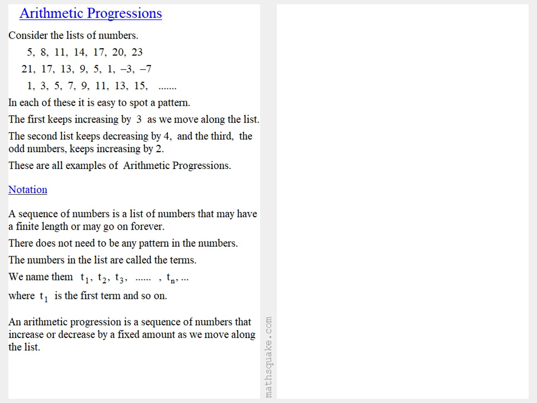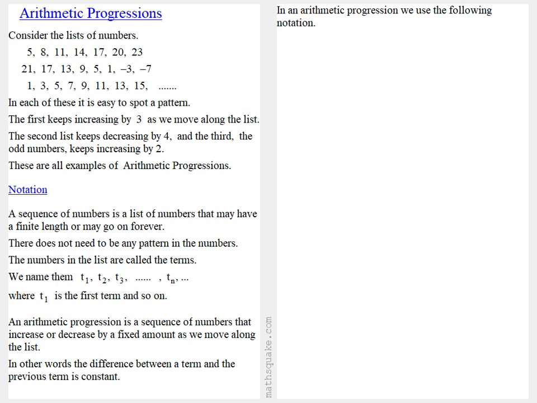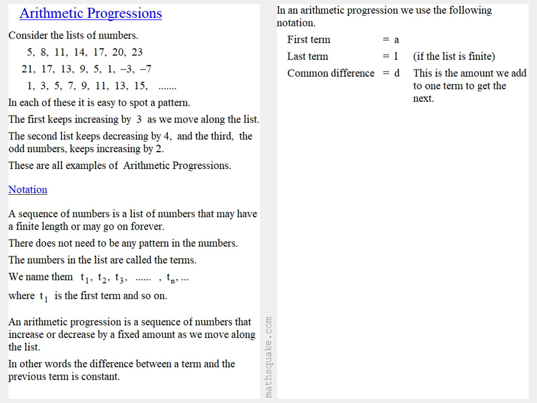Now, an arithmetic progression is a sequence of numbers that increases or decreases by a fixed amount as we move along the list. In other words, the difference between a term and its previous term is constant. In an arithmetic progression, we use the following notation. We call the first term A, and the last term L if the list is finite. We call the common difference D. This is the amount we add to one term to get the next. It can be 0, it can be negative.